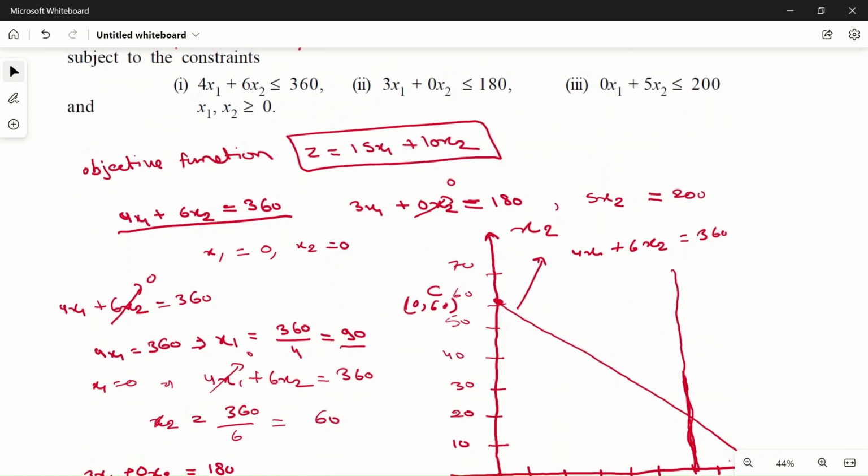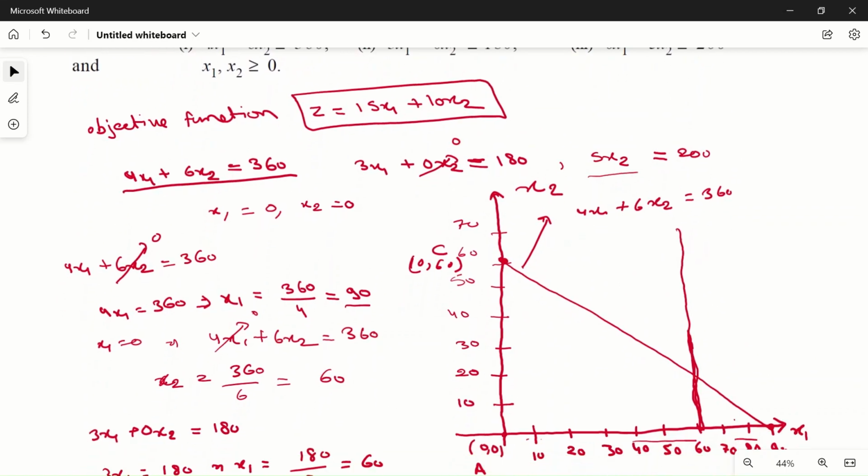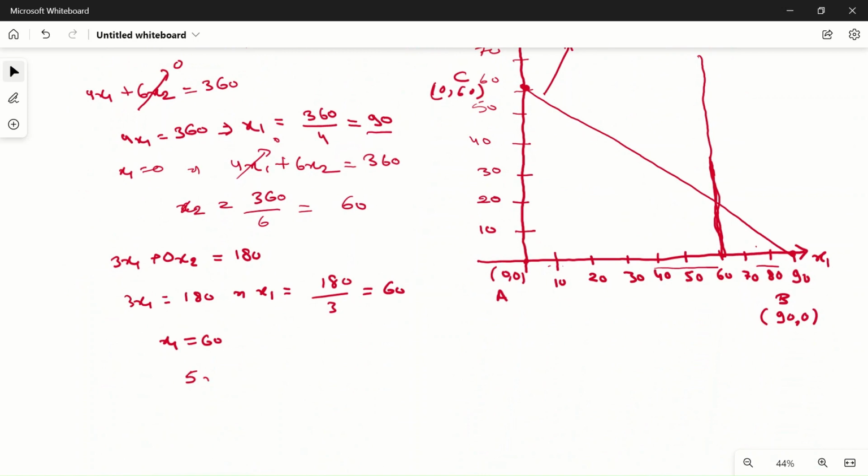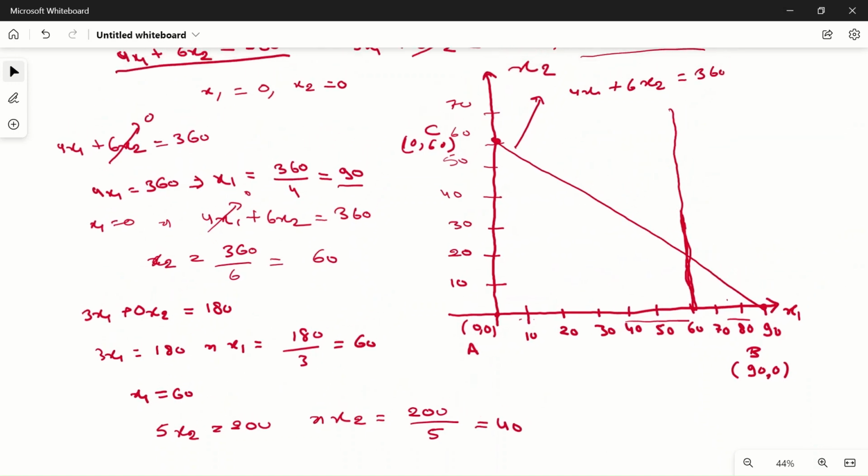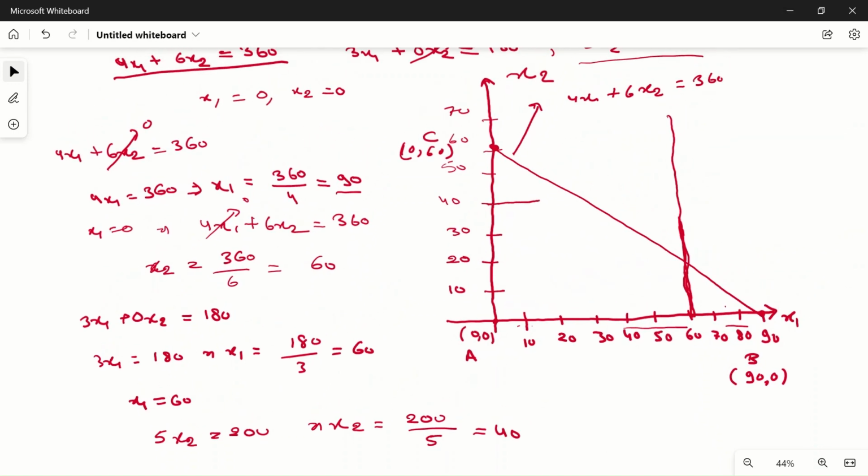Now our third is 5x2 is equal to 200. So x2 is 200 divided by 5, which is equal to 40. So our third line is x2 is equal to 40. You can see that there will be a horizontal line. At this line x2 will always be 40, and this one was our x1 is equal to 60, and x1 is equal to 0 is this line, the x2 axis, and x2 is equal to 0 is this line, which is on the x1 axis. So this is our area which we have formed from these constraints.